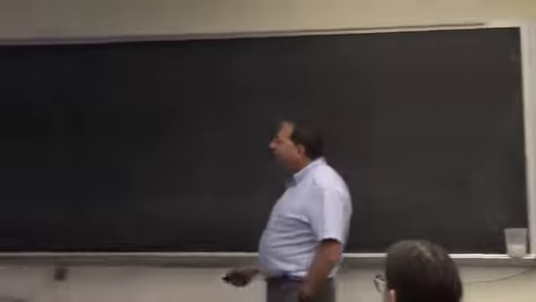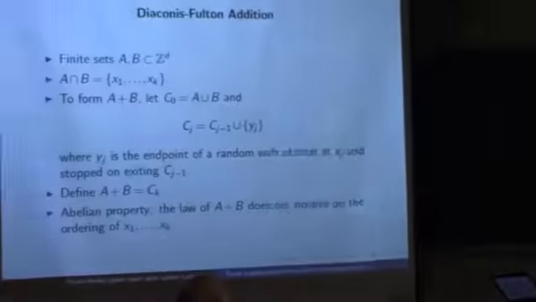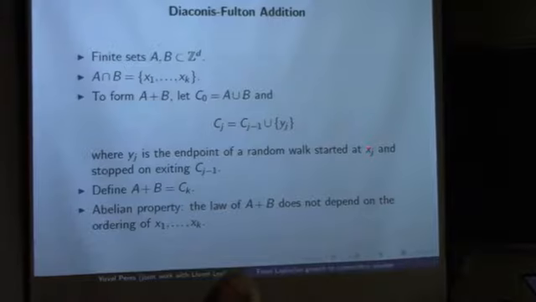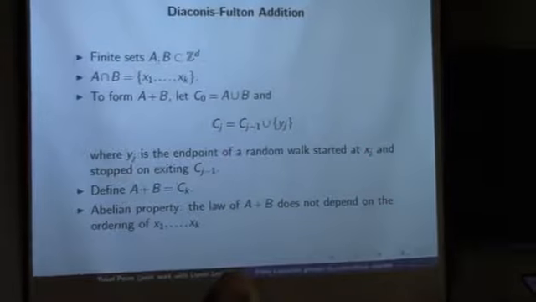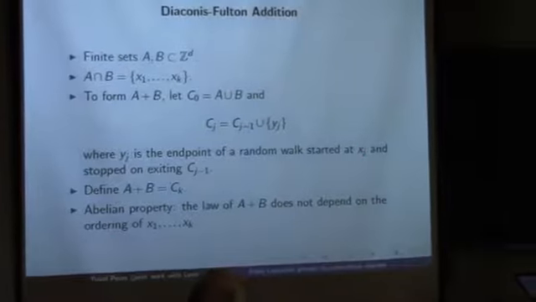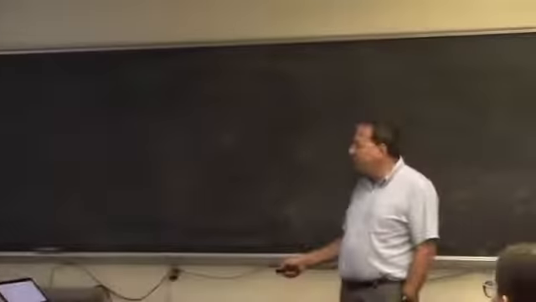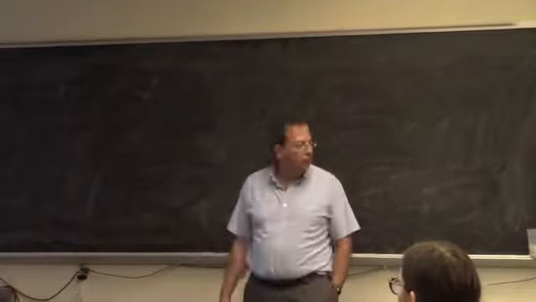Okay, so that was in this formal slide, right? To form A plus B, we start with the union, and then we each time define inductively a new set by adding a random walk started at a point x_j in the intersection. So that's what I showed you in that picture. And there's this abelian property: the distribution of A plus B does not depend on the ordering of these points in the intersection.